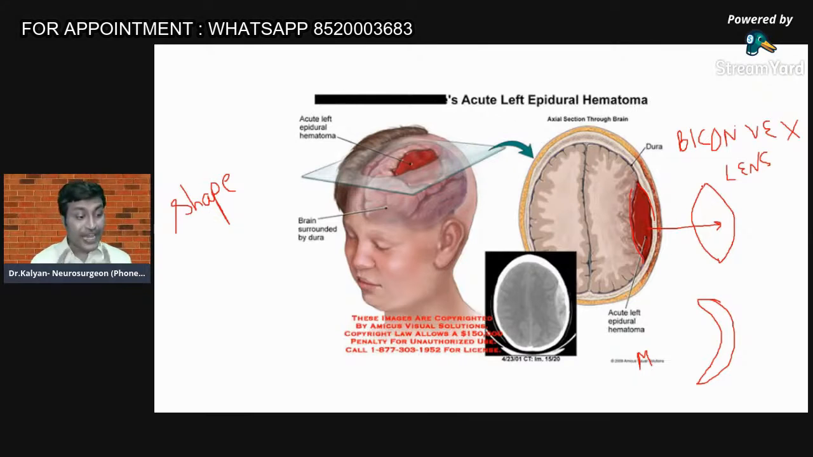Dr. Madan, type it biconvex, not convex. Both the shapes are convex. So it looks like your contact lens. Technical term is biconvex shape. So extradural hematoma is biconvex and looks like your contact lens. I want every one of you to type. You should not forget this sentence throughout your life.